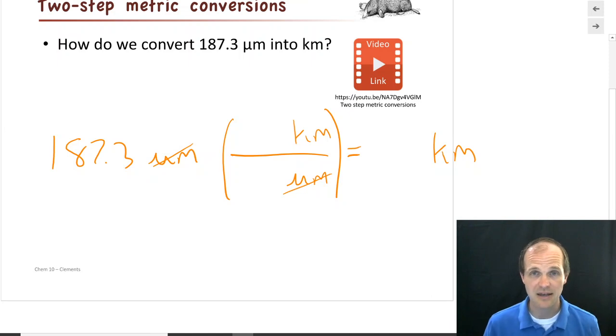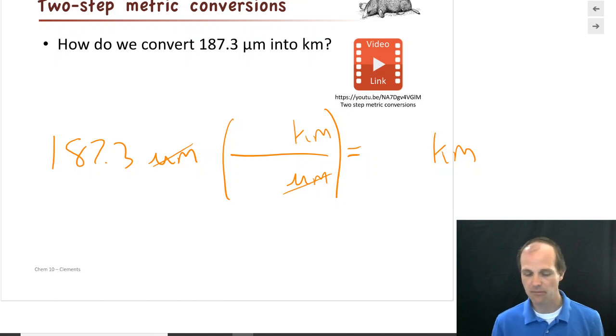Tired of hearing that yet? Good. The more tired you are of hearing it, the more it means you understand it. And you're like, ah, of course I know that by now. Okay. So 187.3, then you look at those numbers, you're like, kilometers and micrometers.